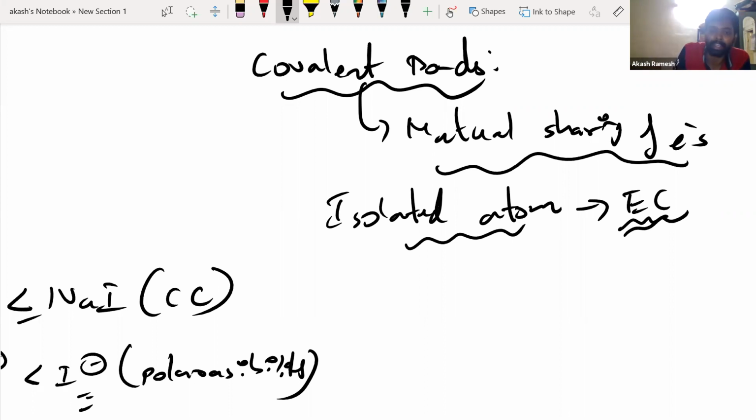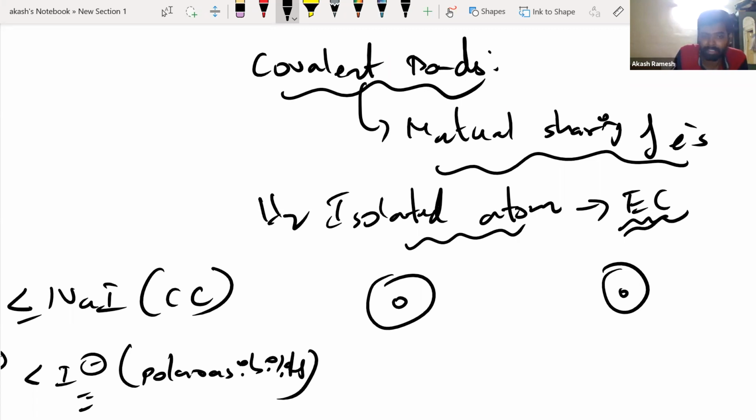But say there are two atoms in the nearby vicinity. Let me take the case of the H2 molecule. Say this is one hydrogen atom and this is another hydrogen atom. Each of these hydrogen atoms has a nucleus, and each of these hydrogen atoms has one electron.